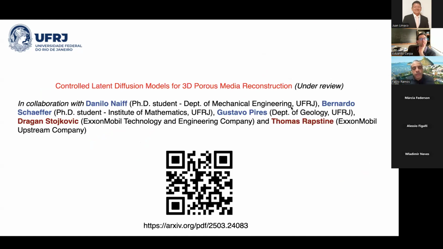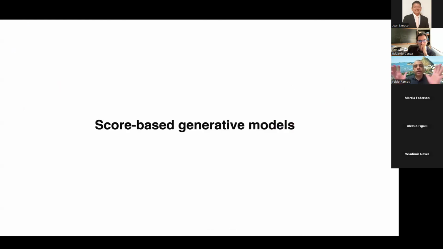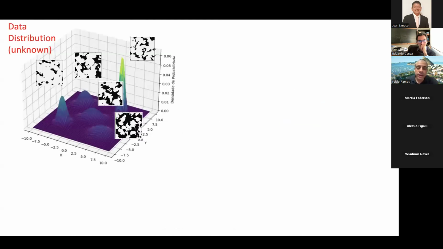It's a collaboration with Danilo Naif and Bernardo Schaefer, who are PhD students in the group. Gustavo Pires is in the geology department, and Dragan Stochkovich and Thomas Rapstein are at ExxonMobil in Houston. So that's most of what we're going to talk about today. But we are in an audience of mathematicians, so I'm not going to focus a lot on the porous media. I will mainly explain diffusion models. So please, again, interrupt me at any time because there are a lot of little details here and there.